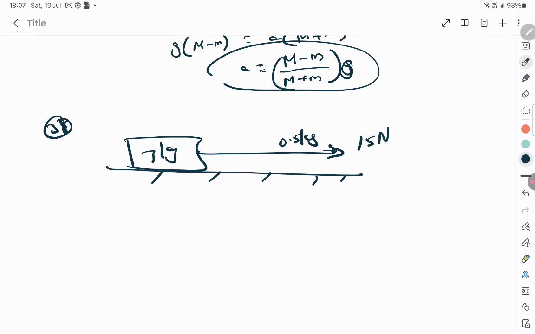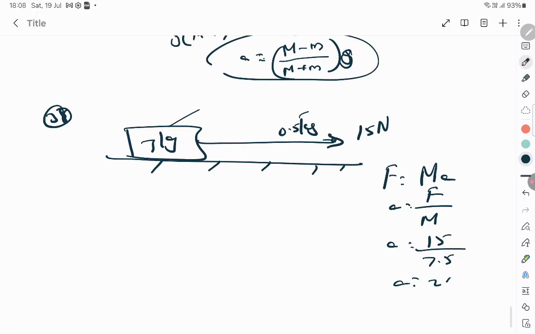Whenever they give you total force, it's total mass into A. So acceleration is capital F by capital M. The total mass is this plus this, which is 7.5. So total force is 15 Newton by the total mass 7.5. So then it's accelerating at 2 meter per second square. The entire system is going to accelerate with an acceleration of 2 meter per second square.